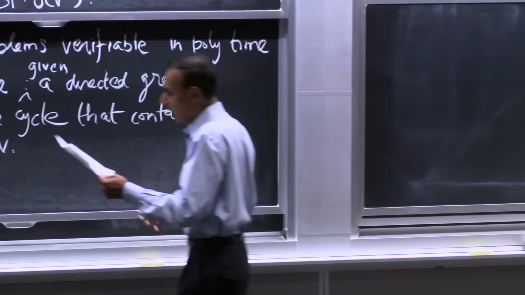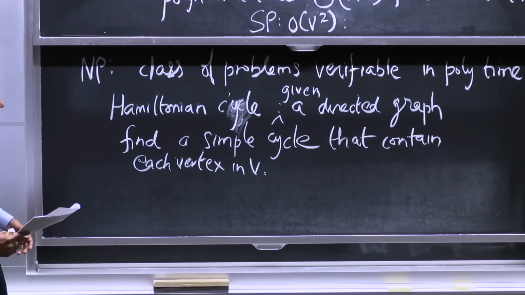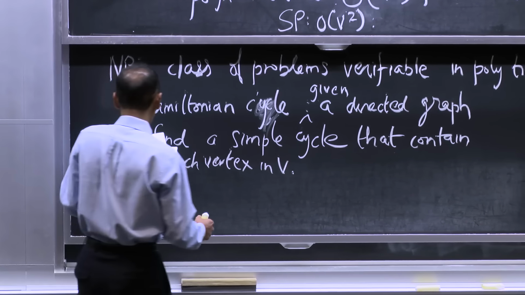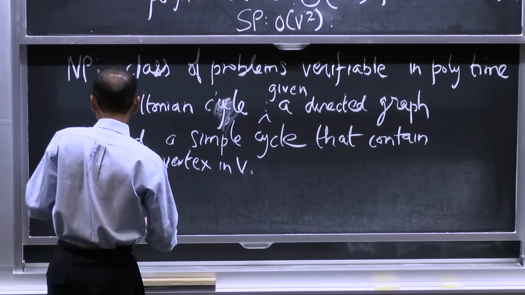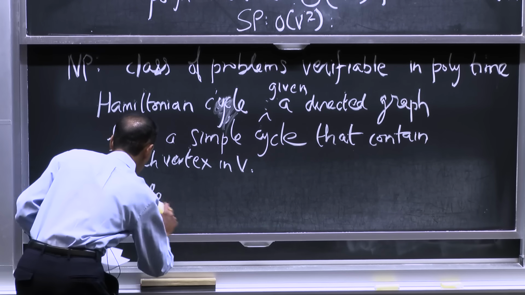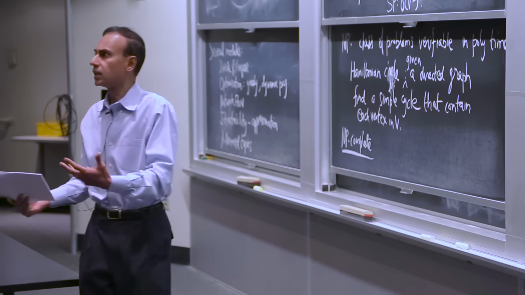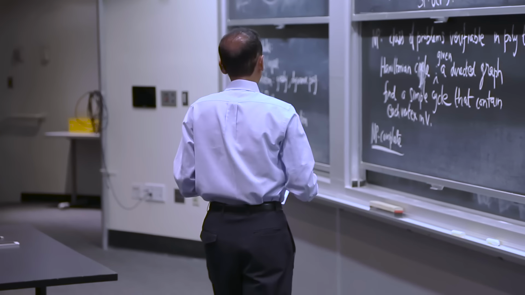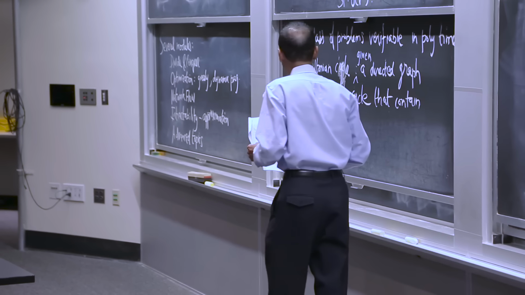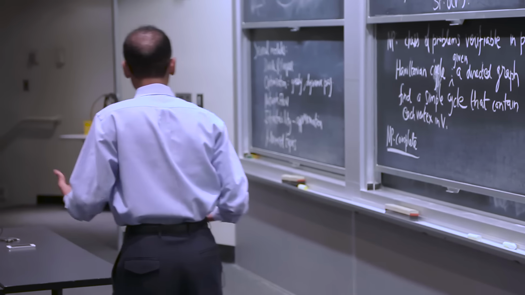But determining whether a graph has a Hamiltonian cycle or not is a hard problem. And in particular, the notion of NP completeness is something that defines the level of intractability for NP. The NP-complete problems are the hardest problems in NP, and Hamiltonian cycle is one of them.